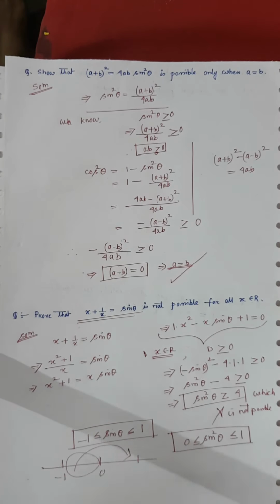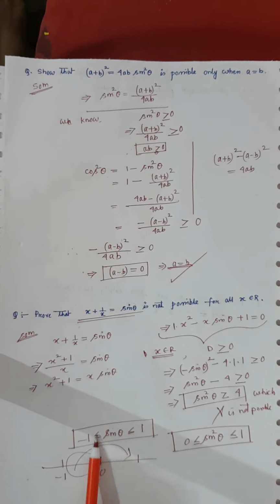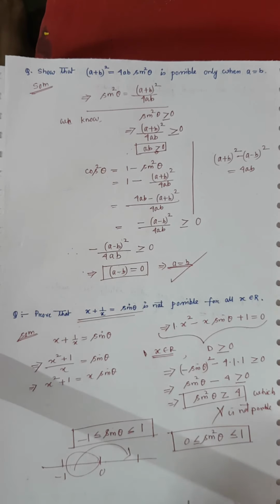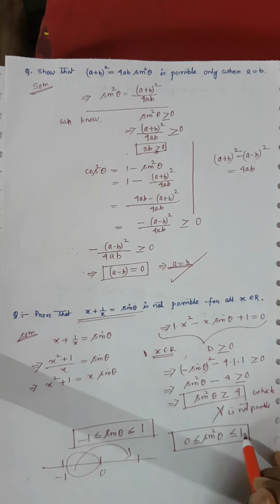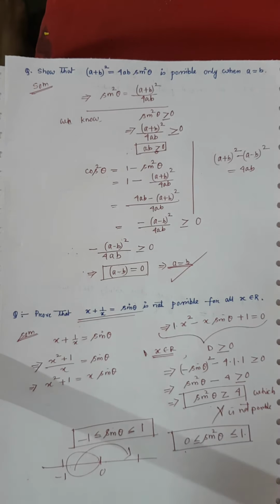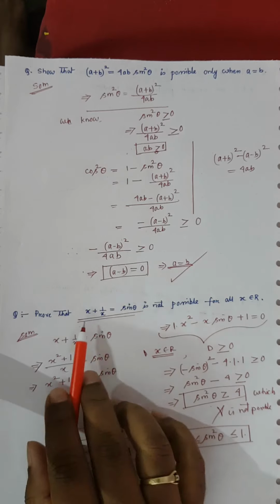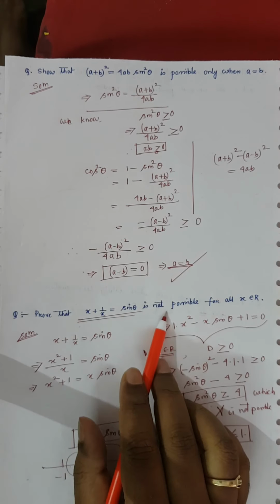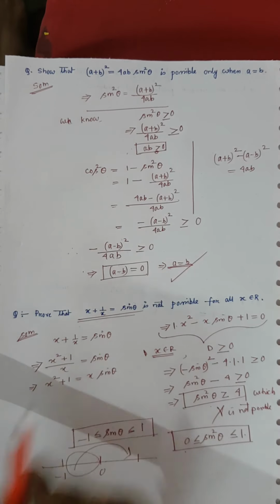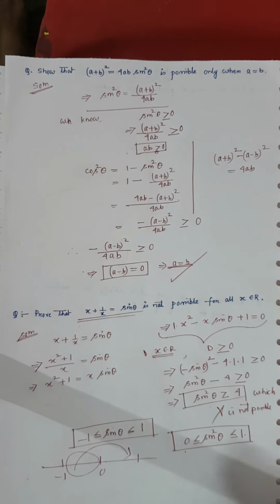So the maximum value can be 1 square, so 1, and the minimum value can be 0, and for the rest, negative values after squaring will become positive. So the value of sin square theta can be maximum 1 and minimum 0. So it is not possible that the value of sin square theta is greater than or equal to 4. So this is an absurd thing, so it is not possible. So it is not possible for you to write that x plus 1 by x is equal to sin theta. This is a very good question.